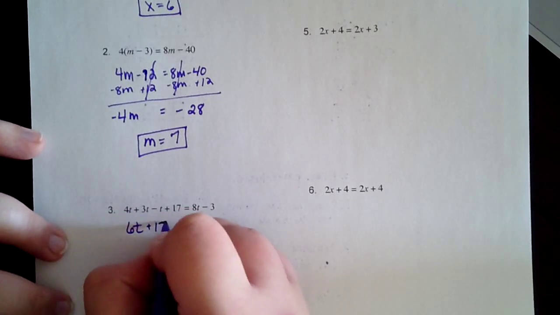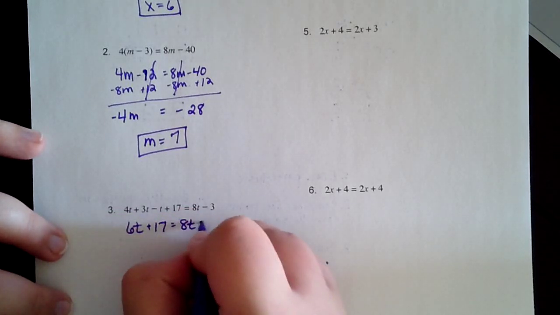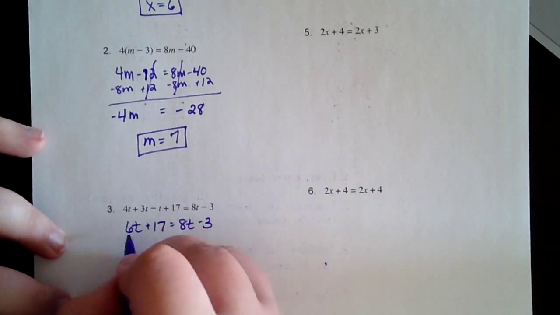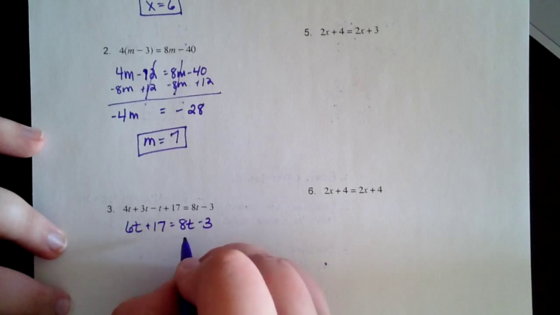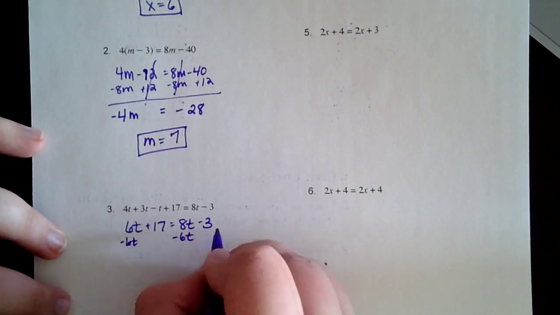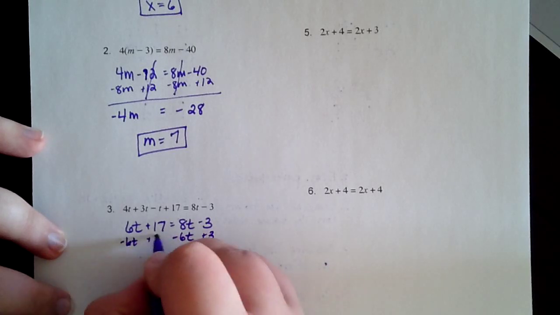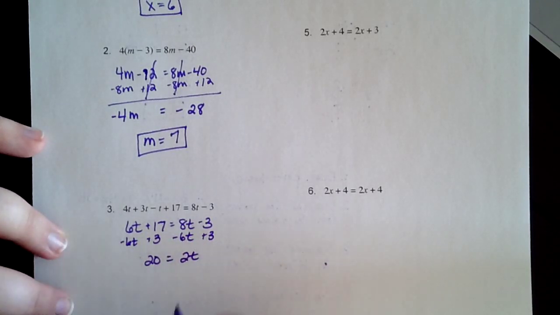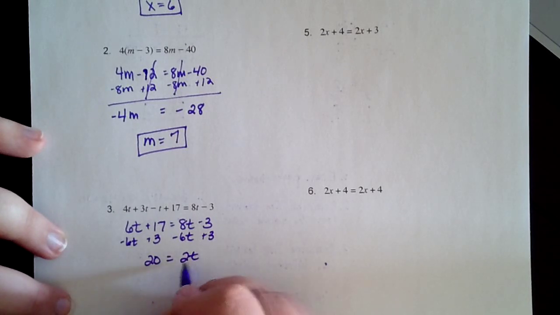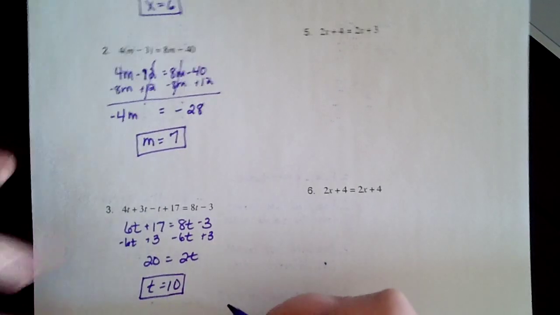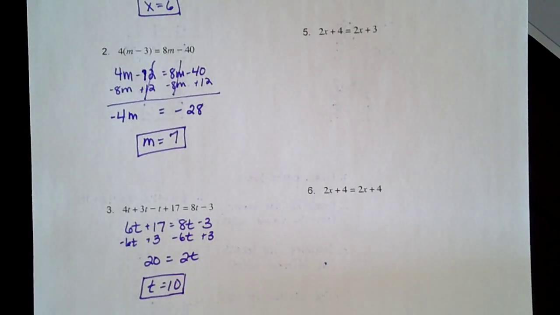6t plus 17, 18 minus 3. Let's see if you can keep up with this one. I'm actually going to move that 6t to this side this time. And that means I'm going to move the 3 to that side. So we're left with 20 equals 2t. When I divide both sides by 2 to get rid of that 2, I'm going to switch it back over. T equals 10. That was really fast.